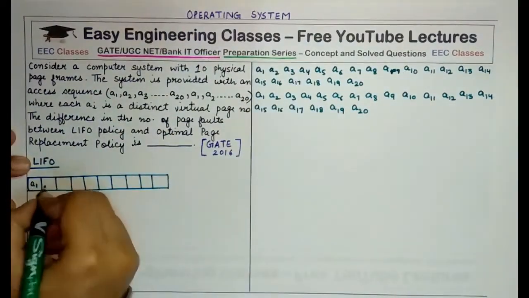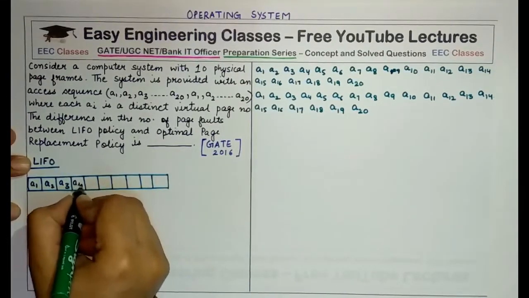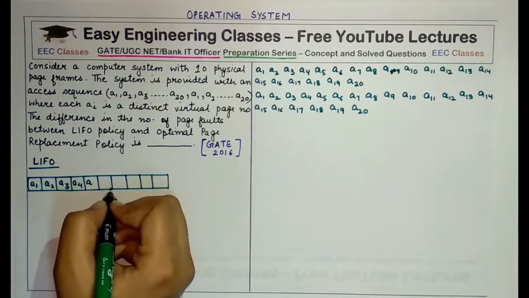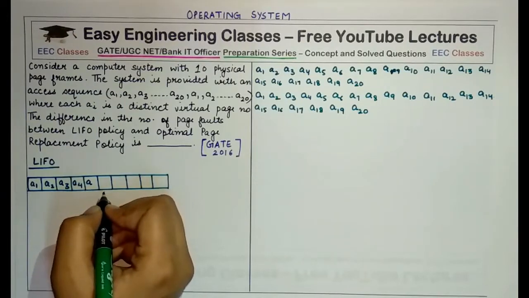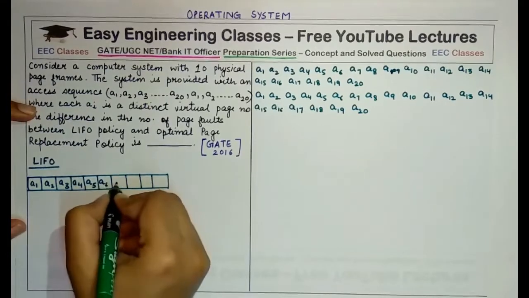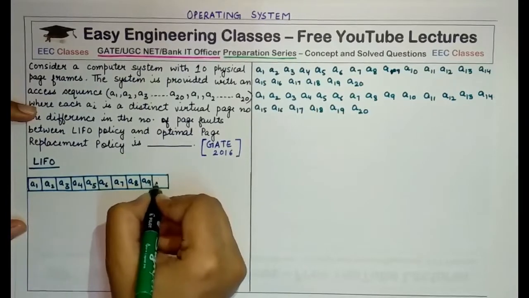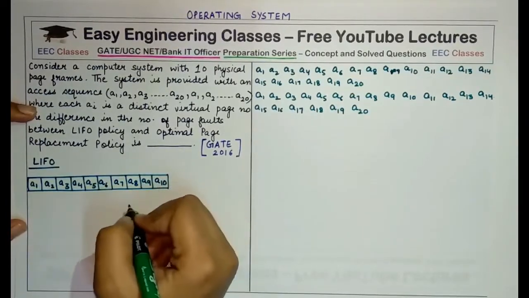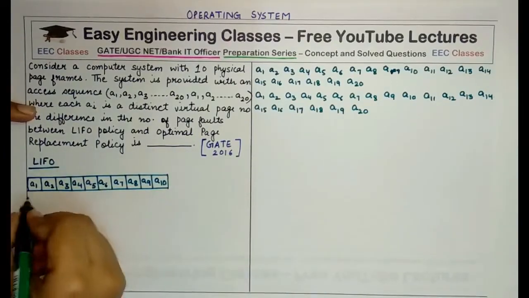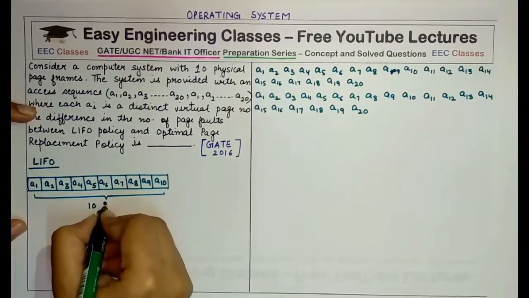Since none of these pages A1, A2, A3 till A10 is present in the memory, or these pages are not present in the frames, each page will cause one page fault. Whenever a page is required and its content has to be executed but the page is not present in the memory, the page has to be brought into the memory for the first time, and this is what is known as a page fault. So the first 10 pages cause 10 page faults.